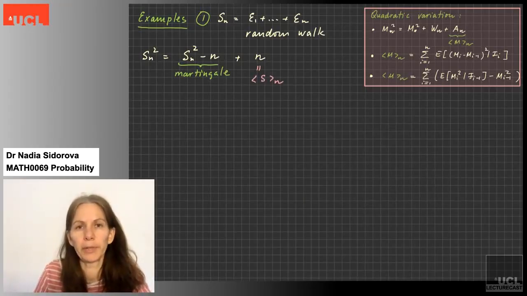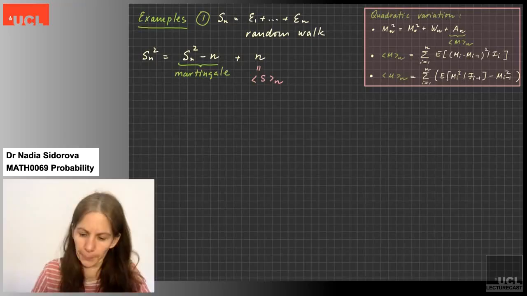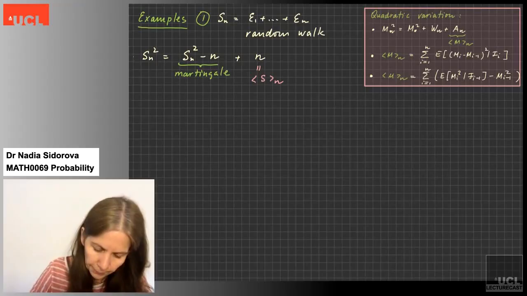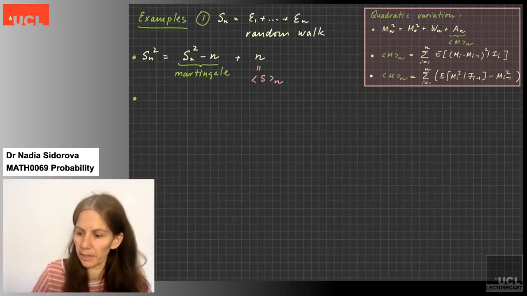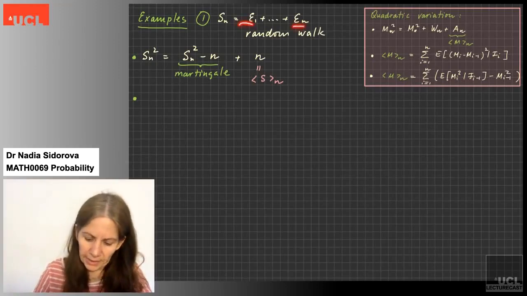This is then, by definition, the quadratic variation of S at time n. And by the way, the quadratic variation of the Brownian motion at time t is simply equal to t, and this is perhaps not surprising given how closely related Brownian motion and random walk are. Okay, now the second way of computing the quadratic variation for the random walk is taking one of these formulas, and here I prefer to take this one because it works with the increments, and the increments of the random walk are very nice. They are these steps here.